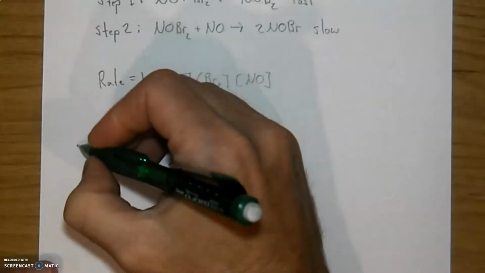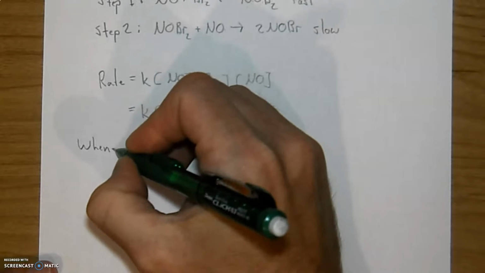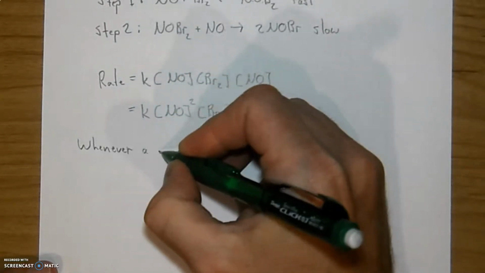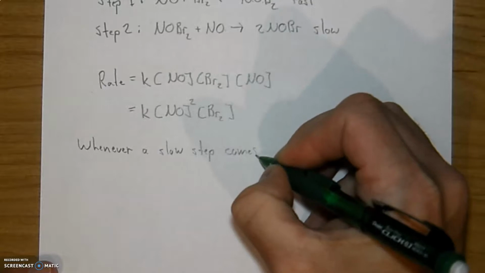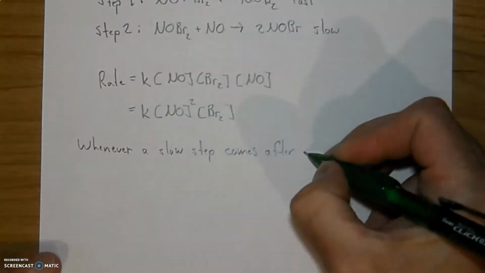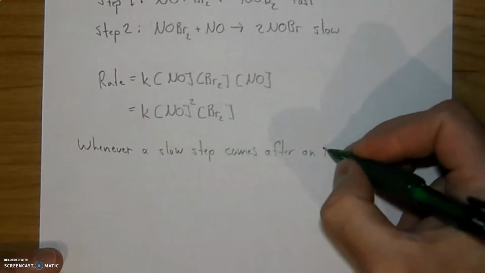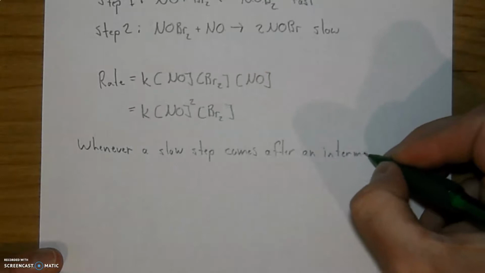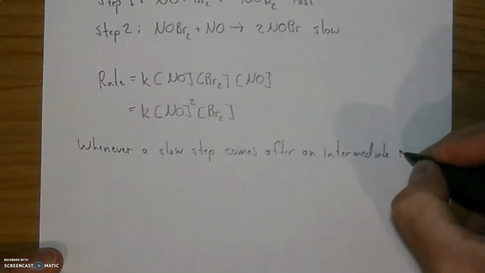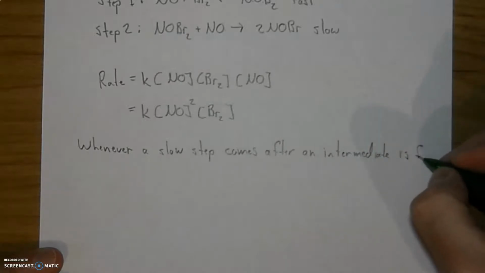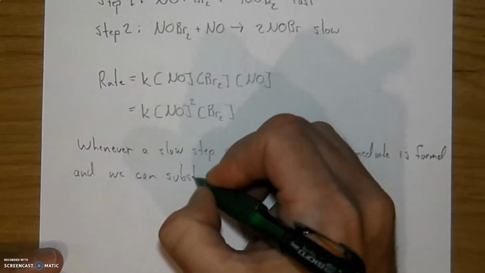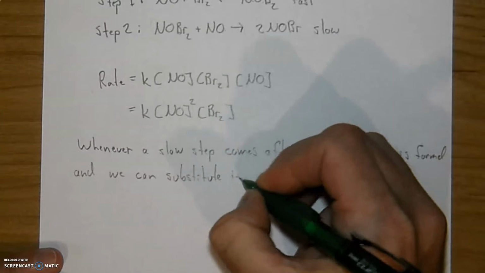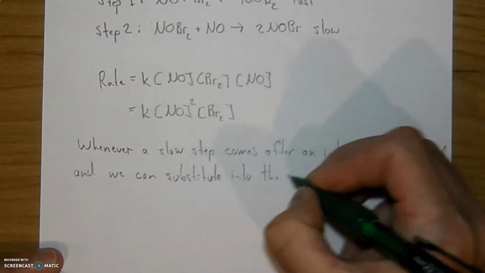So just to mention again, whenever a slow step comes after an intermediate is formed, we can substitute into the slow step.